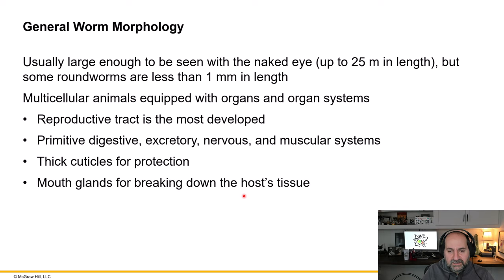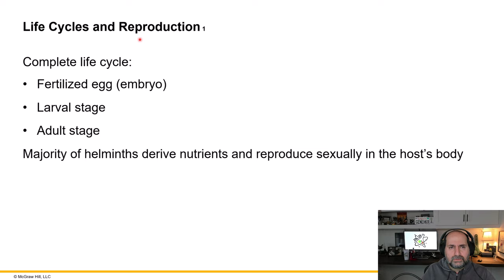They can have cuticles for protection, mouth glands for breaking down the host tissues, and many are parasitic. What about the life cycle and reproduction of these worms? The complete life cycle involves a fertilized egg, known as the embryo, a larval stage, which is an early growth stage, and then an adult stage, in which reproduction occurs or more eggs are formed. The majority of helminths derive their nutrients and reproduce sexually in the host's body.